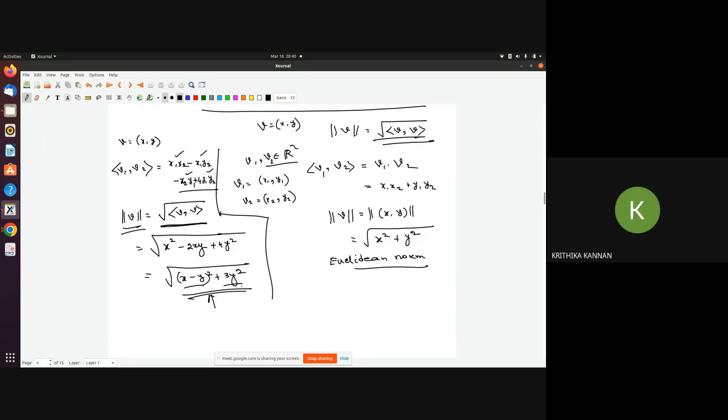So what's the point of defining norms on other inner products, and defining other inner products itself? The Euclidean norm is used in all our calculations in coordinate geometry that we have seen, right?